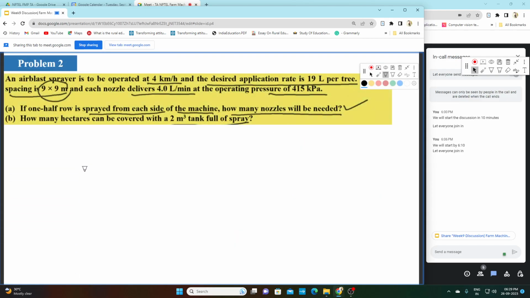So this is problem two, and here what has been given: an air blast sprayer is to be operated at 4 km per hour. So speed is given. Desired application rate is 19 liter per tree. Here it is not given liter per hour, it is given liter per tree. Normally our application rate will be in liter per minute or liter per hour, but here it is given as liter per tree. So for each tree we should spray 19 liter.